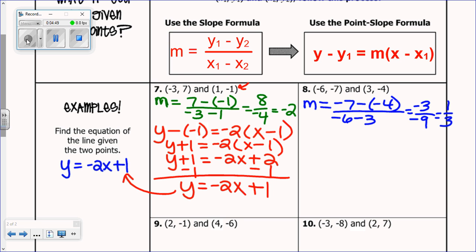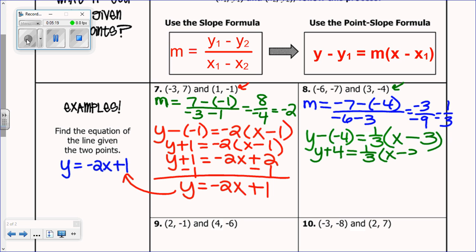And now I'm just going to pick a point. So I'm going to pick that one, and I'm going to plug this into our equation for point slope. So we get y minus the y value, which is negative 4, equals a slope of 1/3 times x minus 3. And now I'm going to clean up these extra negatives. So y plus 4 equals 1/3 times x minus 3.